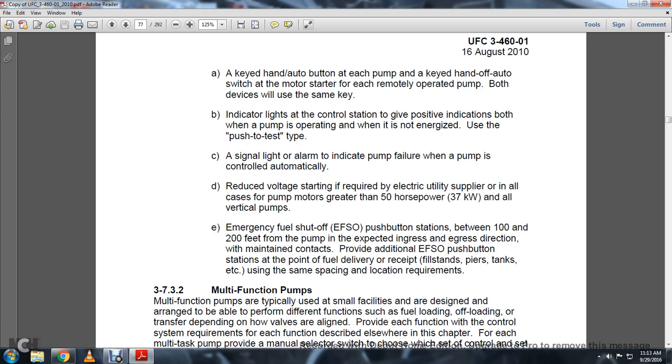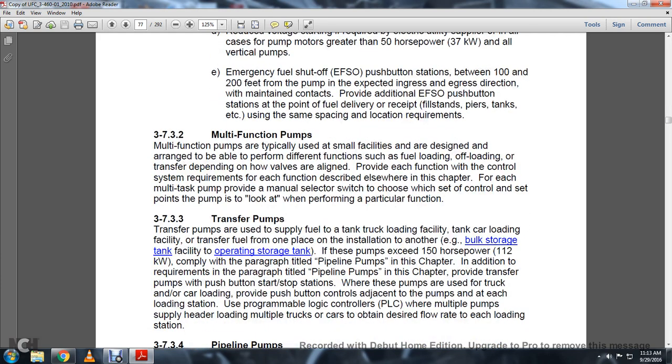Expected ingress and egress direction to maintain context, provided with an additional emergency fuel shut-off button. Starting stations at the point of fuel delivery, receipt, fill stands, piers, tanks, etc., using the same spacing and location requirements.